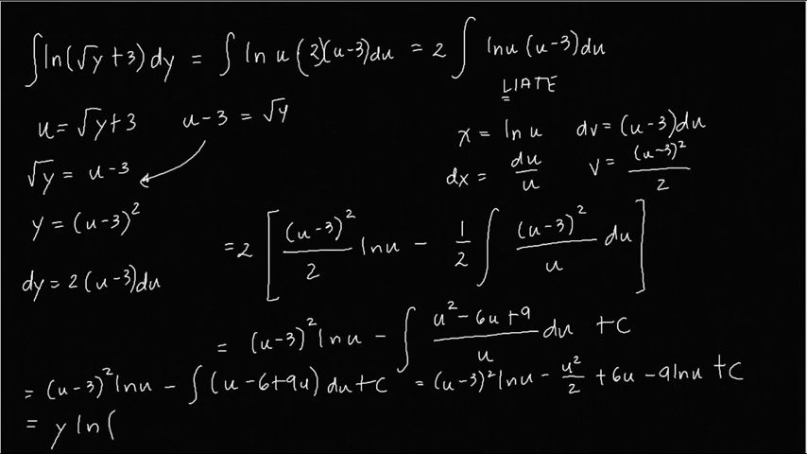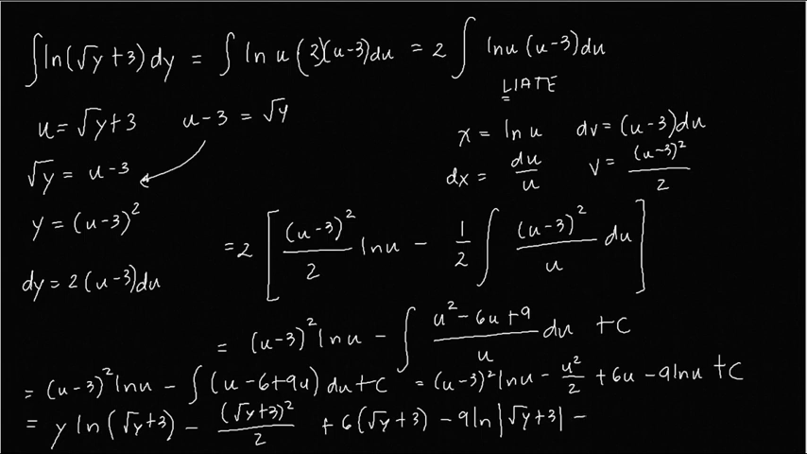ln of u, which is the square root of y plus 3, minus u squared. What is our u squared? Okay, we have square root of y plus 3 squared over 2 plus 6u, square root of y plus 3, minus 9 times the natural logarithm of u, which is the square root of y plus 3, plus c. So this can be a form of our answer.